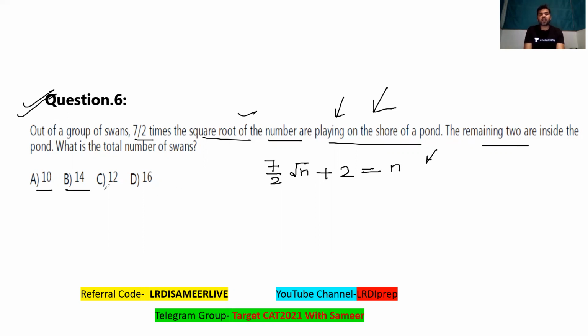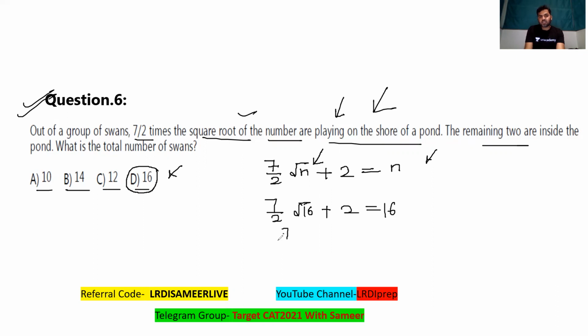Straight away you can see that out of these options, if I have to put any value here, I need n to be a perfect square. So straight away, the best possible answer to check is option D. If I check it with option D, 7 by 2 times root 16 plus 2 is equal to 16. Let's check it.